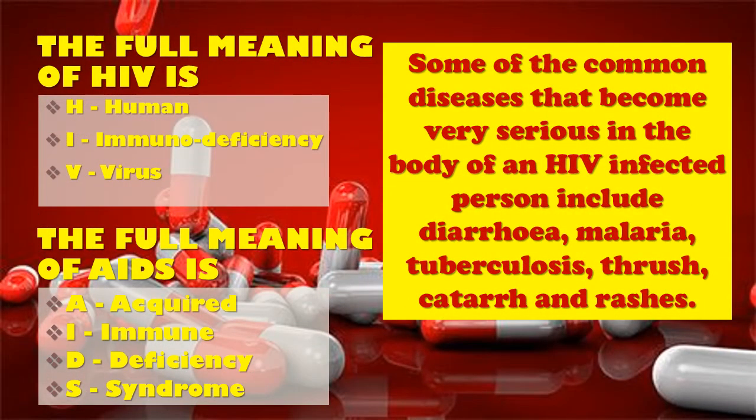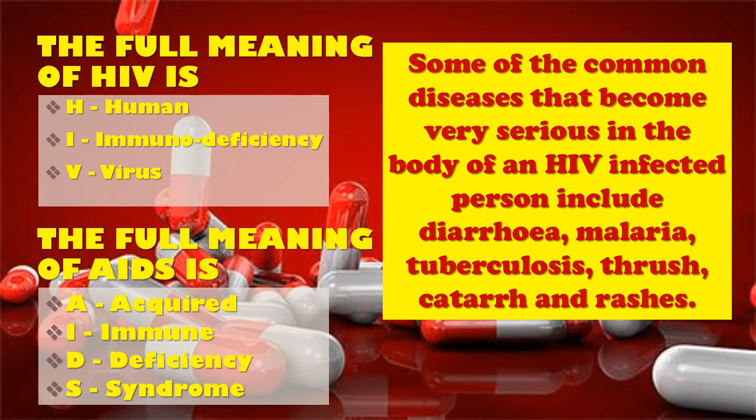The meaning of HIV is human immunodeficiency virus. The H is for human, I is for immune deficiency, while the V is for the what? Virus. Then the full meaning of AIDS is acquired immune deficiency syndrome. These are the full meanings of the diseases.